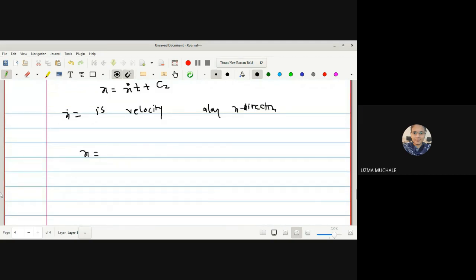If you are confused, first you have to find out what x and y are with the help of cos alpha and sin alpha. Calculate cos alpha and sin alpha, then you will get x and y. Afterwards, calculate x dot and y dot.